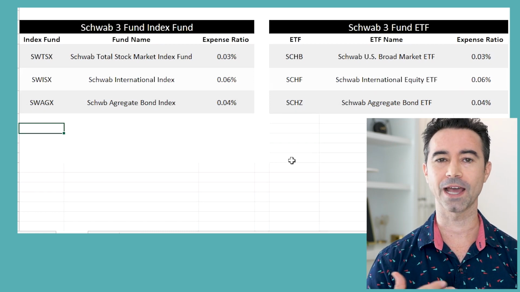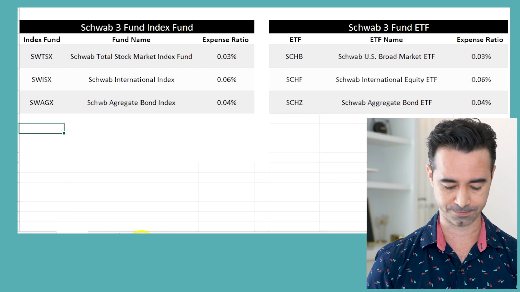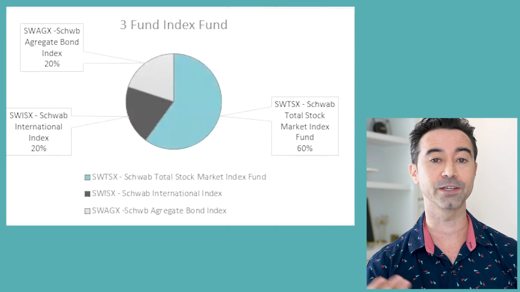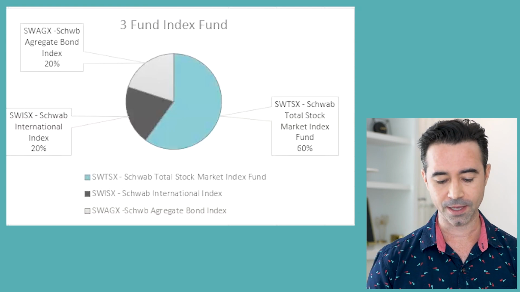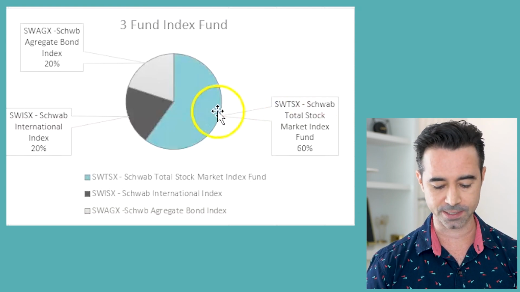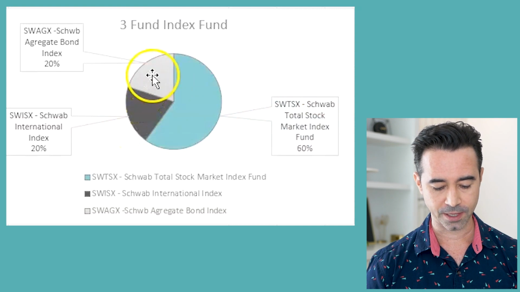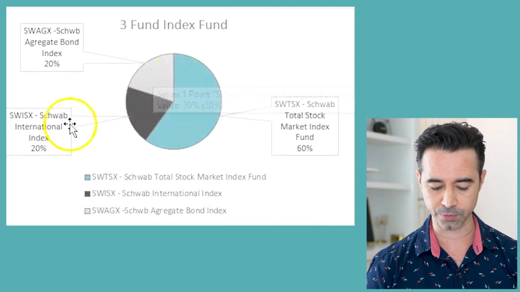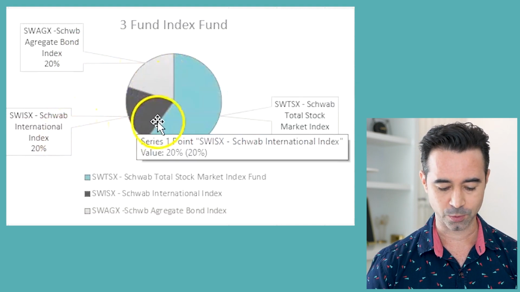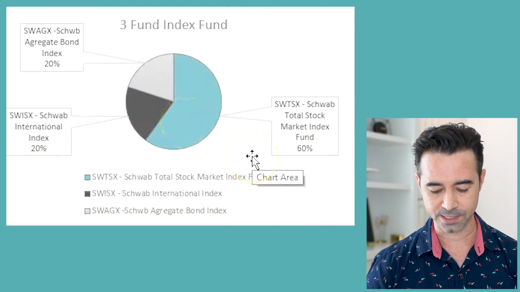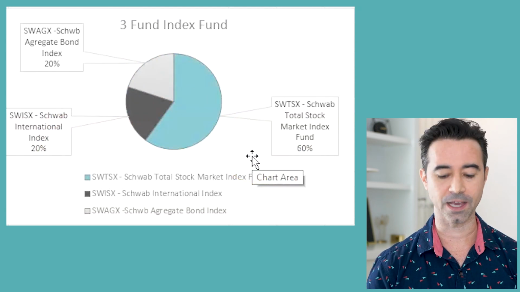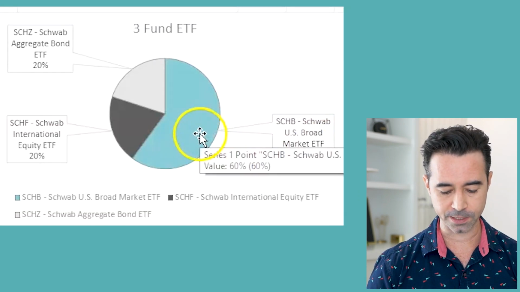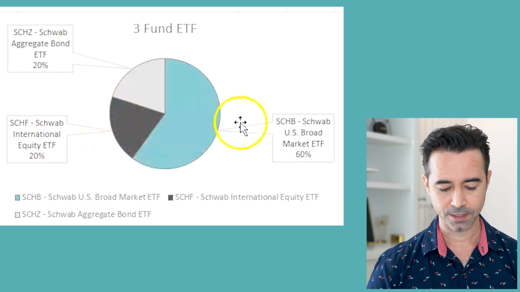And so the last thing we'll do is look at a pie chart to show you visually how this looks. This visualization is showing you what that moderately aggressive portfolio I talked about earlier looks like. That has 60% in domestic stocks, 20% international, and then 20% in bonds. So it's SWAGX, the bond, 20%, SWISX, 20%, SWTSX, 60%. And now if we look at the ETF equivalent, we have SCHB with 60%, SCHF with 20%, and SCHZ with 20%. So that's it. I hope this helps you figure out how to create a 3-fund portfolio using Charles Schwab Index Funds or ETFs.